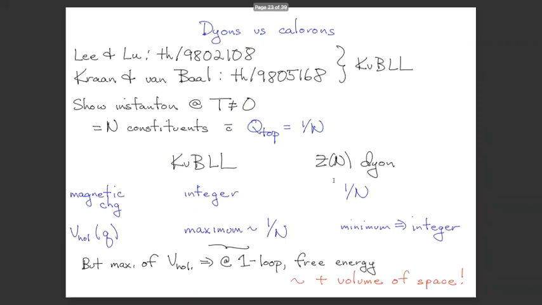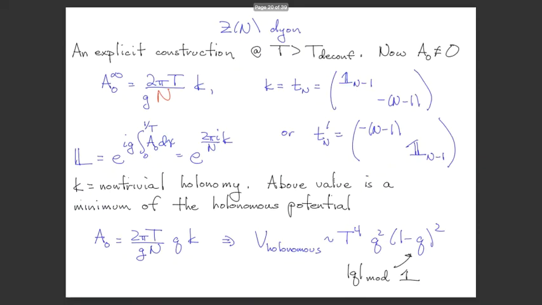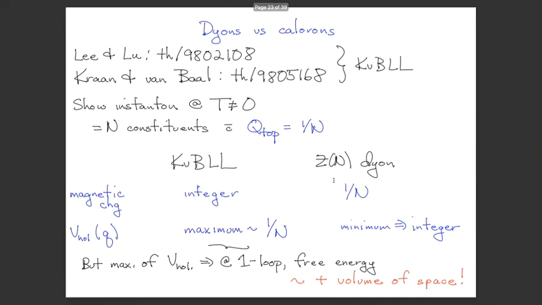Okay, these are one form of fractional topological charge. I'm sure many of you know an alternate solution by Kraan, van Baal, Lee, and Lu from 1998. The difference is that for them the magnetic charge is an integer, and they have a dyon, where Q, instead of being at a minimum where it is an integer, is half integer. So it's not the minimum of the potential, it's the maximum.